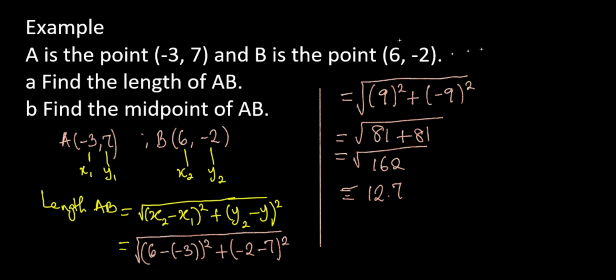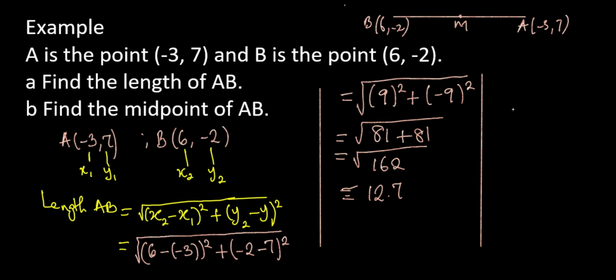If we have a line AB, we have A with coordinates (-3, 7), and B with coordinates (6, -2). The midpoint is the point that is in between A and B. Of course, we already know the formula to calculate the midpoint. It has already been given before, and that is up there.